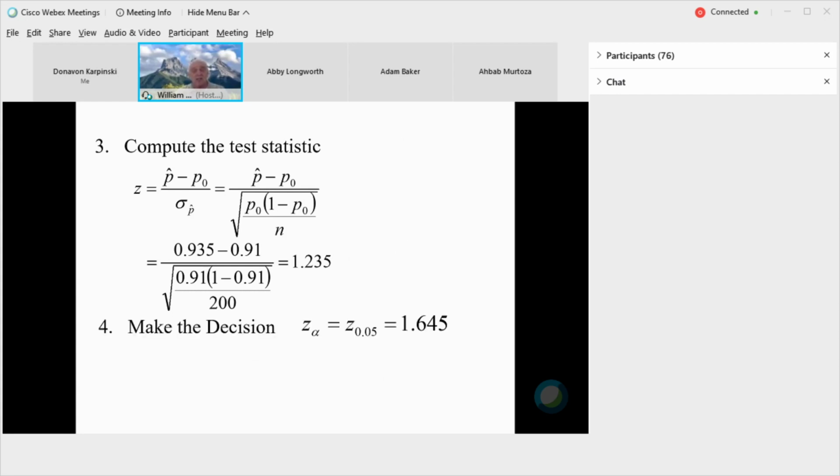We make the decision. We look up Z.05. It's 1.645. We would only conclude HA, reject H naught, if the test statistic was greater than that. It's not greater than that, so we accept H naught.